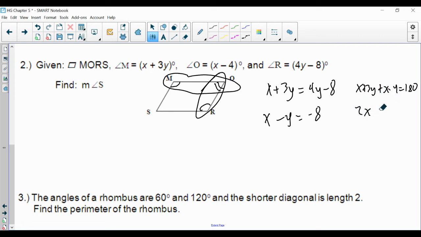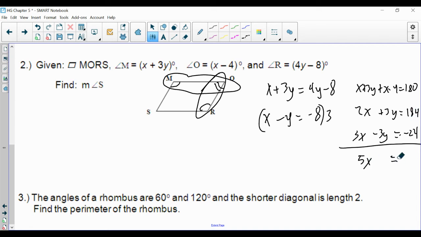So you get 2x plus 3y equals 184. If I multiply this guy by 3, I get 3x minus 3y equals negative 24. Add straight down. 5x equals 160. And you divide by 5, and you get that x is, what? That's 32. So x is 32.